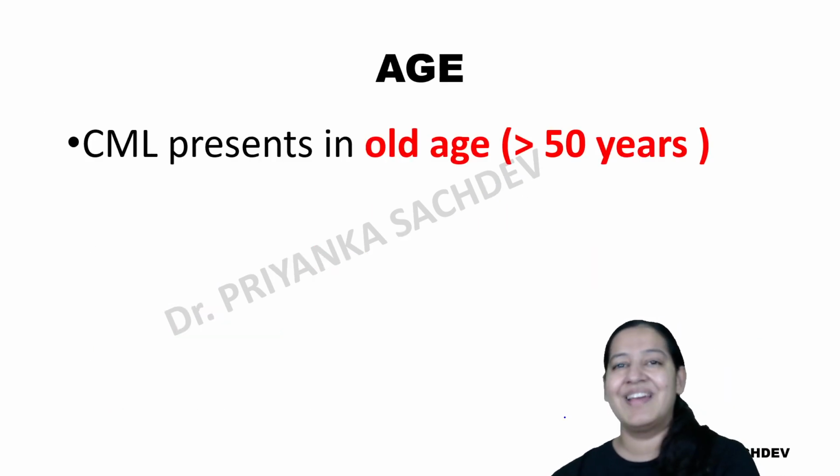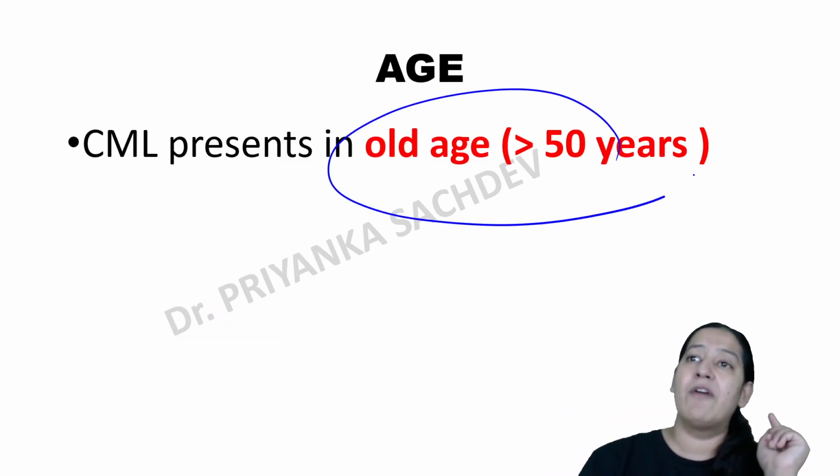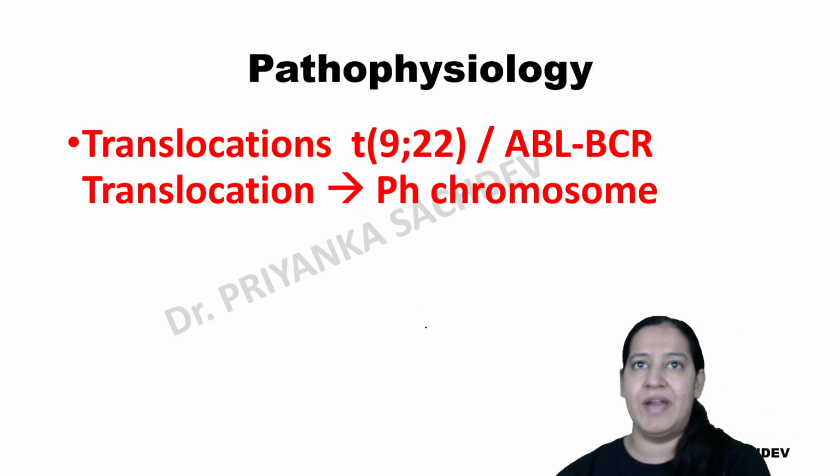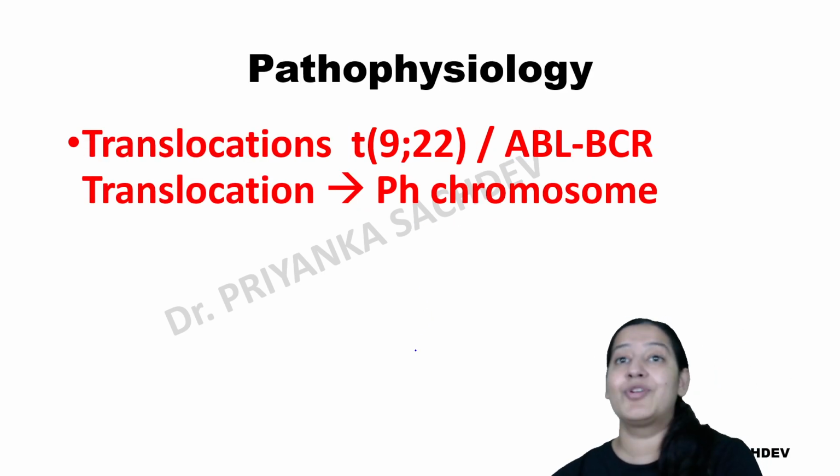Write in the definition. Age group: it occurs in olds, after 50 years of age. Usually, that is the most common age group. Pathogenesis. What is the mutation taking place?